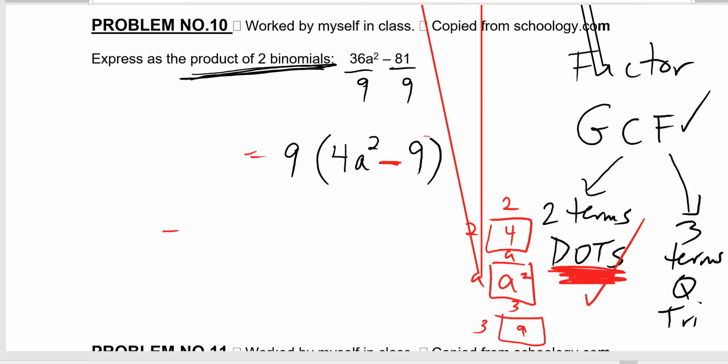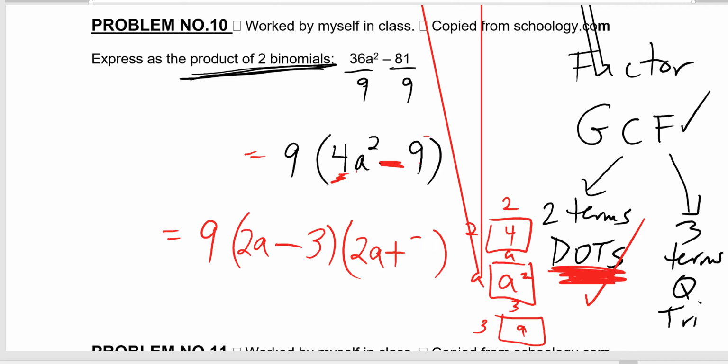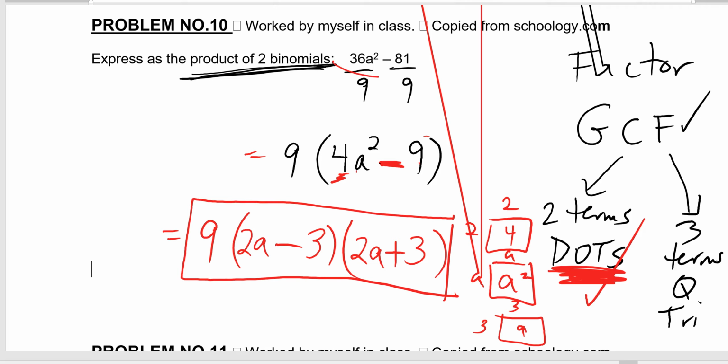Now, when you write the product of two binomials, don't drop the 9 outside, but we are going to have two binomials. And if we remember from difference of two squares, they're going to look exactly the same, except one will be plus, one will be minus. But otherwise, they're both going to start with the equal factors of 2. They're also both going to start with the equal factors of a. And they're both going to end with the equal factors of 3. Okay, and this is how we would factor this expression.